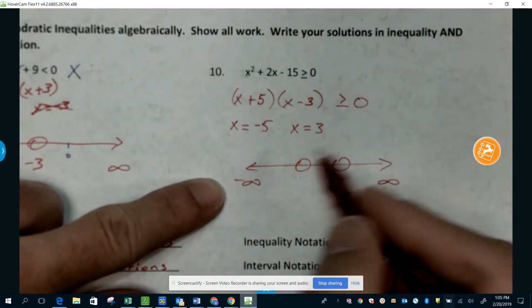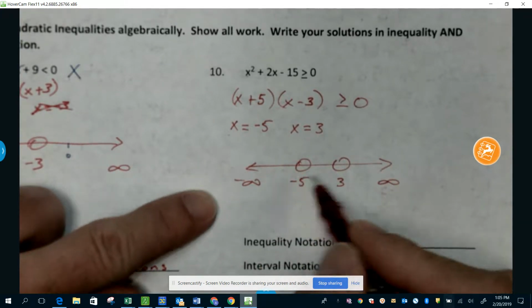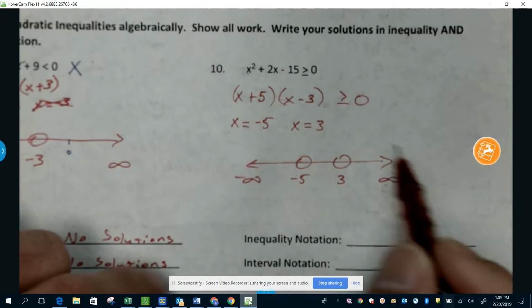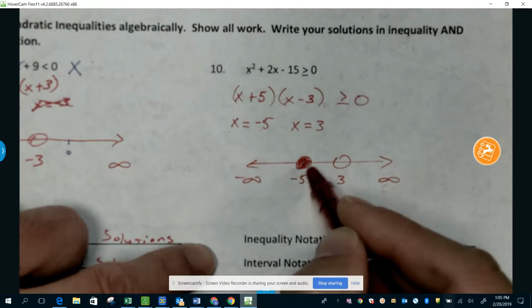Two numbers on the number line. Negative 5 goes on the left, positive 3 on the right. Smaller number on the left, bigger number on the right. Since we have it equal to, then these circles need to be filled in.